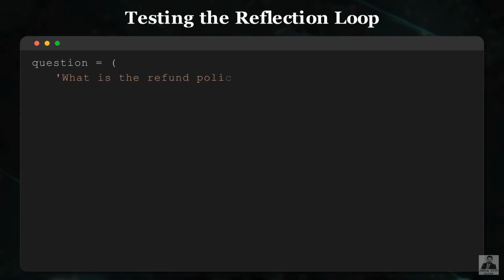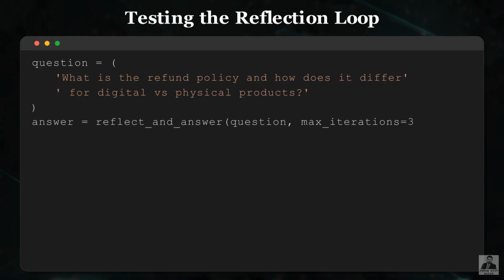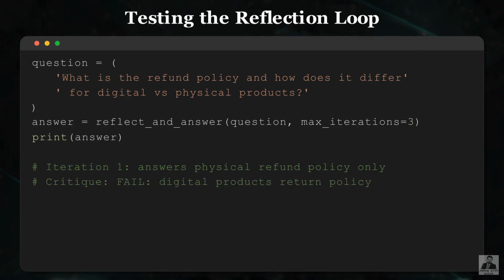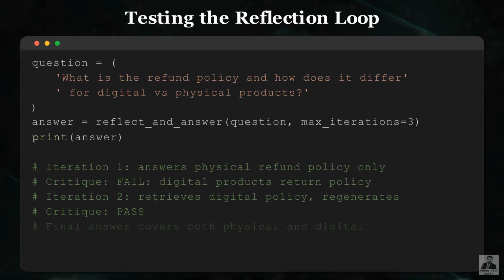Testing with a 2-part question shows the loop in action. The first generation answers the physical refund policy correctly, but ignores the digital products part. The critique returns fail with digital products return policy as the missing query. The second iteration retrieves digital policy chunks, regenerates with the combined context, and the critique returns pass. The final answer covers both parts completely. The loop ran twice and stopped as soon as the critique was satisfied.